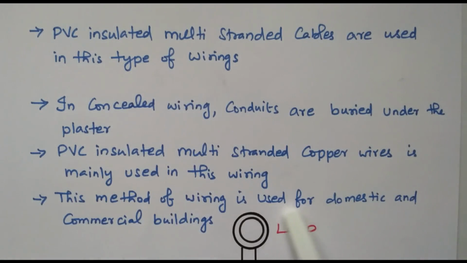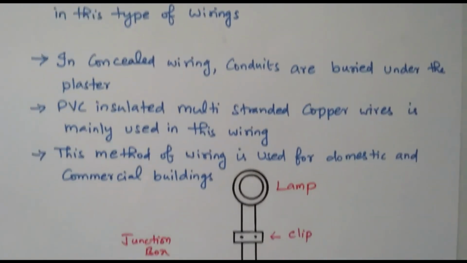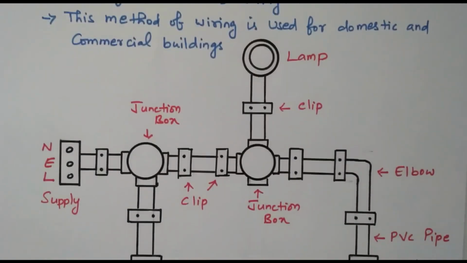This method of wiring is used for domestic as well as commercial buildings. Nowadays we are using this type of wiring. Earlier this type of wiring was placed over the wall. We could see all the wiring, the PVC pipe, everything. Nowadays it is placed inside. We can see only the switchboard. The wire, elbow, pipe, everything is placed inside the wall. One diagram is available so that we are able to understand easily.